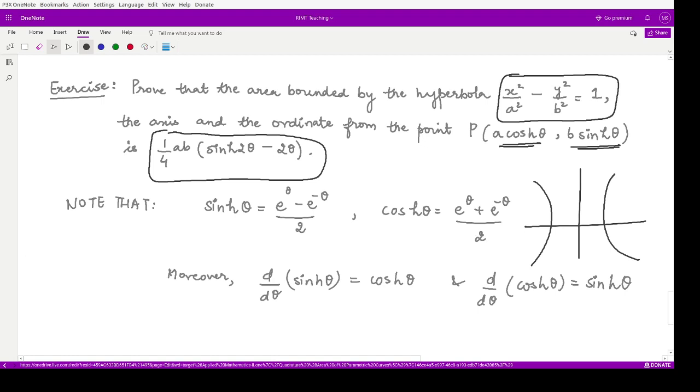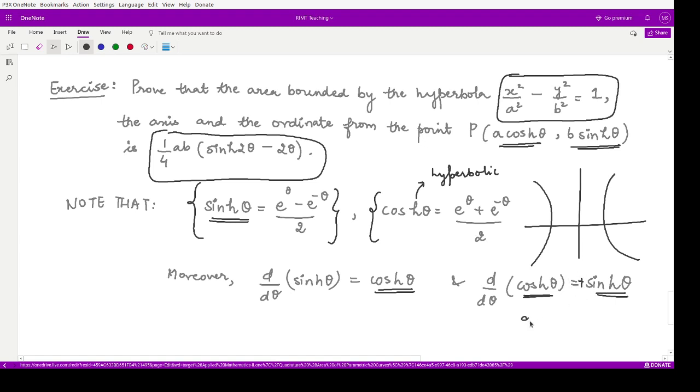What is this sin hyperbolic theta? Sin hyperbolic theta is e to the power theta minus e to the power minus theta divided by 2. And what is cos hyperbolic theta? This h represents hyperbolic. So cos hyperbolic theta is equal to e to the power theta plus e to the power minus theta divided by 2. When you take the derivative of sin hyperbolic theta, you will see that its derivative is simply cos hyperbolic theta, and the derivative of cos hyperbolic theta is sin hyperbolic theta. It is plus here, unlike the simple functions.